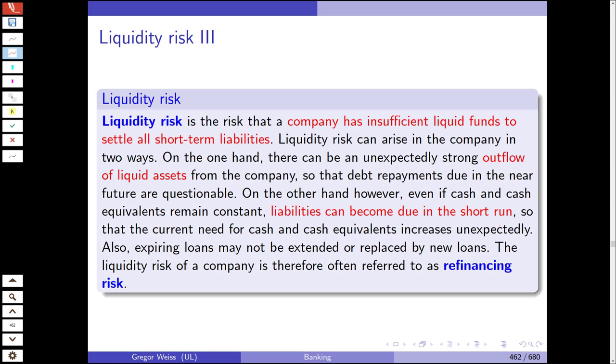Okay. What then is liquidity risk? Liquidity risk is the risk that a company has insufficient liquid funds to settle all short-term liabilities, and it can arise in the company in two ways. Either you have too little cash for a constant amount of short-term liabilities, or you have the same amount of cash, but suddenly you have higher short-term liabilities. So unexpectedly strong outflow of liquid assets, or if cash and cash equivalents remain constant, liabilities can become due in the short run, so the current need for cash and cash equivalents increases unexpectedly. This is also sometimes called refinancing risk. You need more cash, or you need to reduce short-term liabilities.